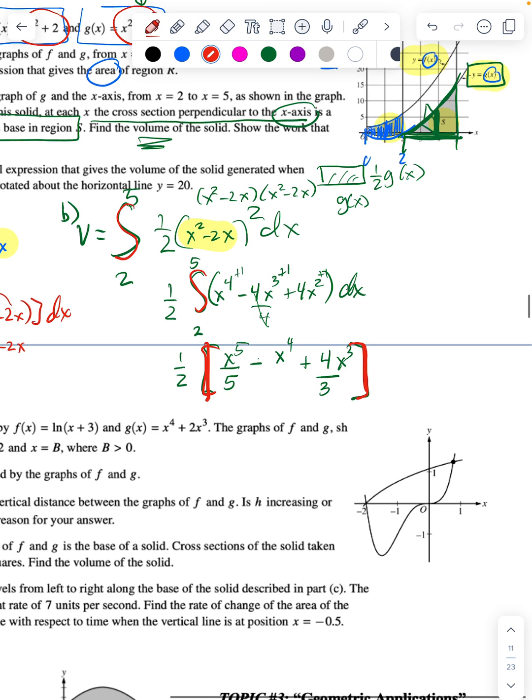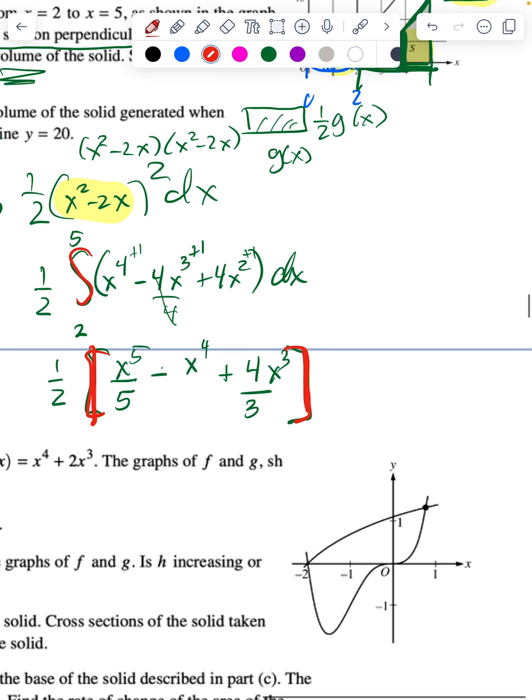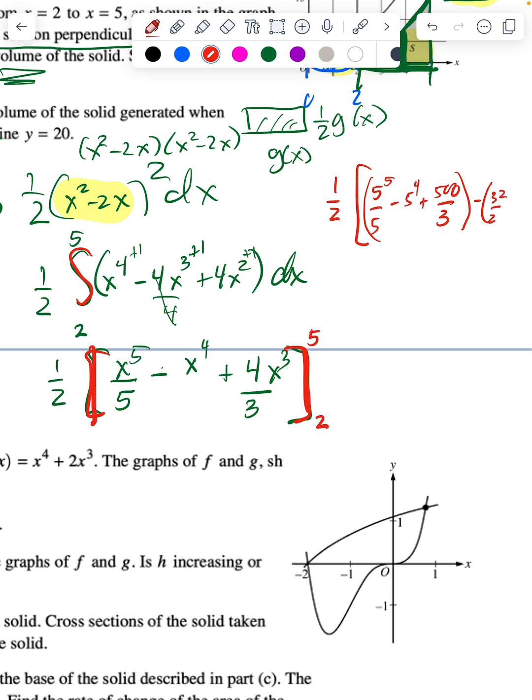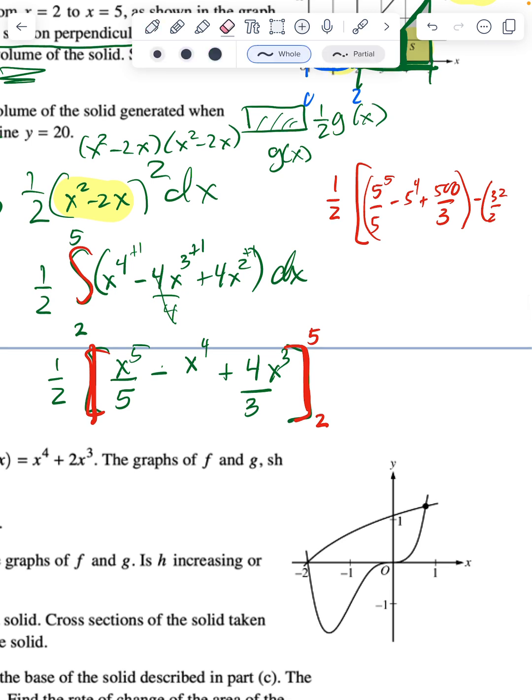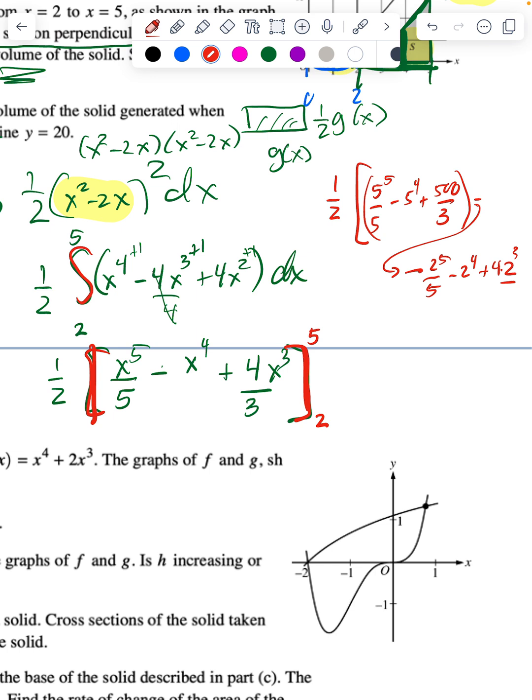Now the fun math begins, and this is the one that's kind of annoying to do without your calculator. You are going to be going from 5 to 2. So you're going to have a half, and then you're going to plug 5 in here: 5 to the 5th over 5 minus 5 to the 4th plus 500 over 3. That whole thing minus, I'm running out of space, so I'm just going to write it below. I would be subtracting what I get when I plug in 2. So I would have 2 to the 5th over 5 minus 2 to the 4th plus 4, 2 to the 3rd, all over 3.